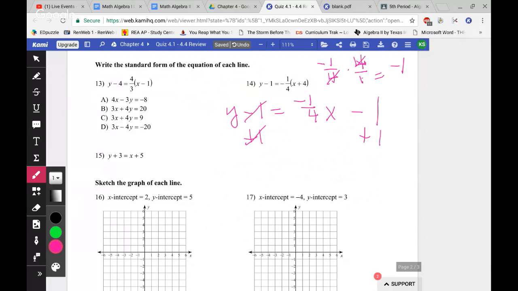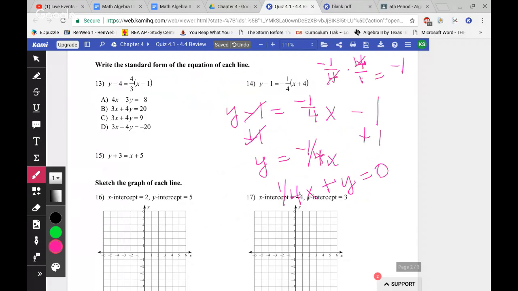Here, to combine the constants, we're going to add 1 to both sides. Actually that ends up giving us 0 over here because this cancels out as well. So we don't have anything. So if I move this -1/4 x over, I'm going to have 1/4 x plus y equals 0. Okay, that makes sense.